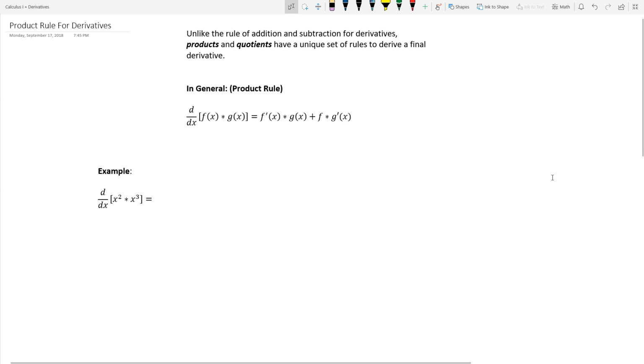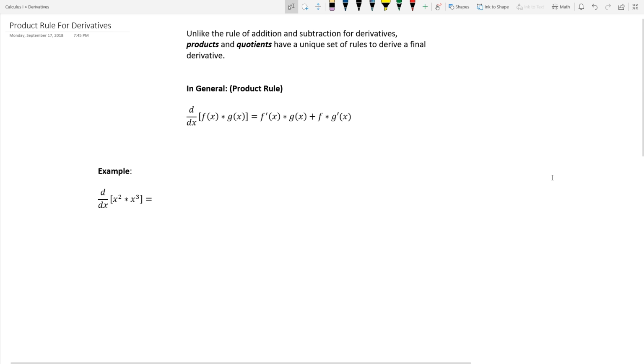So we're going to look at the product rule for derivatives. Unlike the rule for addition and subtraction, which allows us to break them apart into separate terms, finding the derivative of each, and then adding them back together or subtracting them, in this case, the products and quotients, which are fractions, quotients are rational functions, they have a unique set of rules.